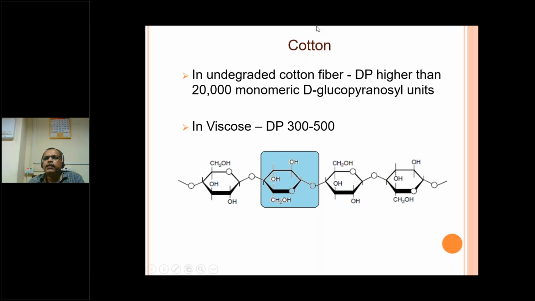Here you can see the structure of this cellulosic polymer, cotton. The DP is 20,000.